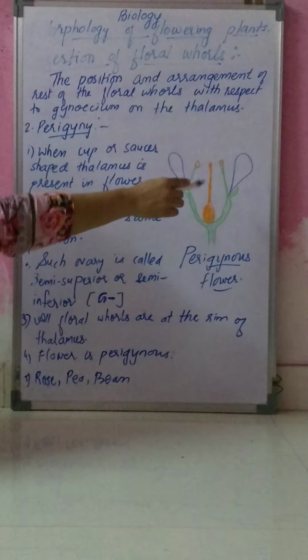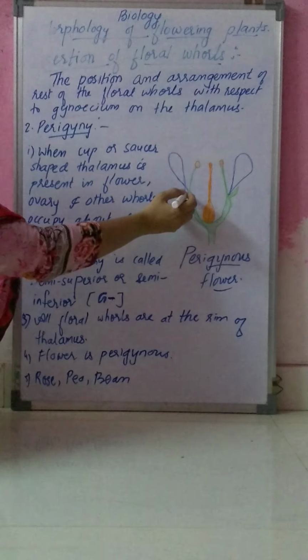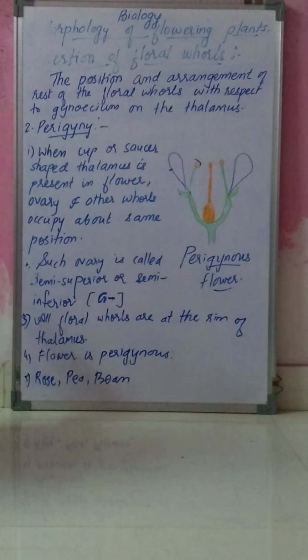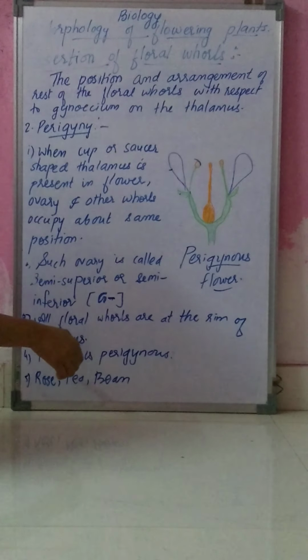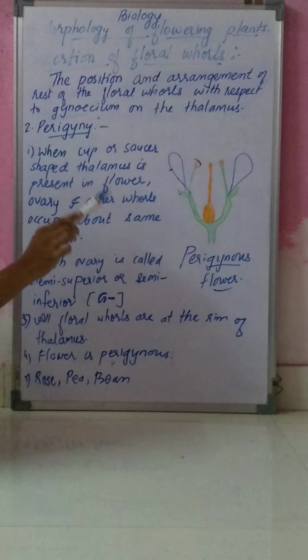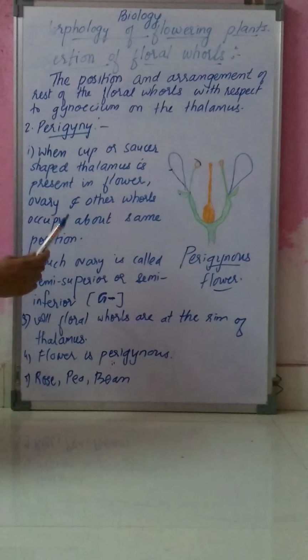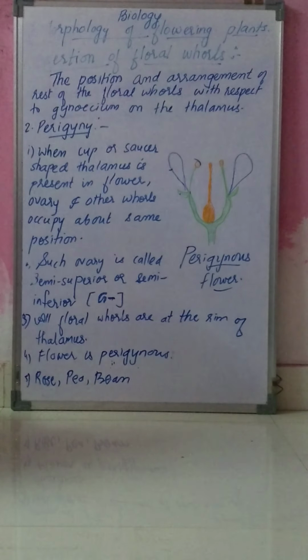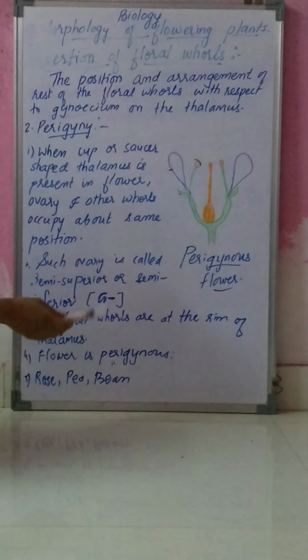And all the floral whorls are at the rim of the thalamus. This is calyx, then corolla, androecium, then gynoecium. These all are present at the rim. This type of flower is known as a perigynous flower, where the thalamus is cup shaped and all the floral whorls are present at the same position. Examples of perigynous flowers are rose, pea, bean, etc.